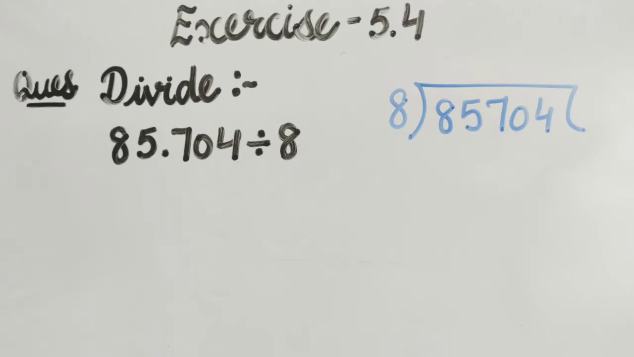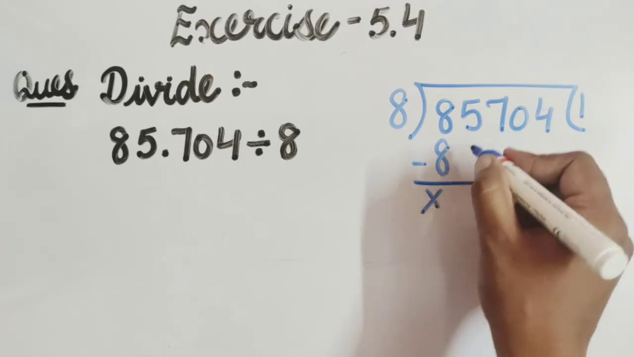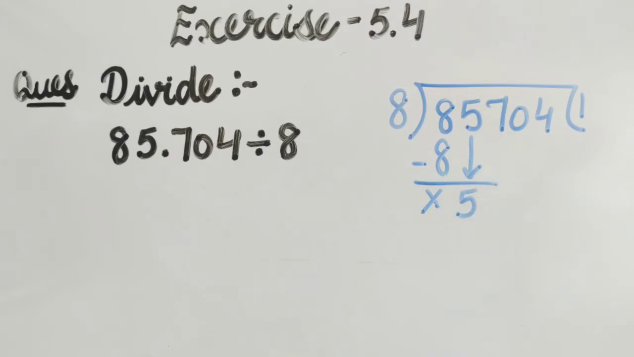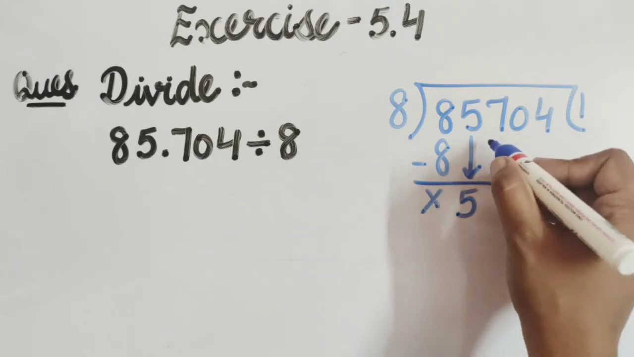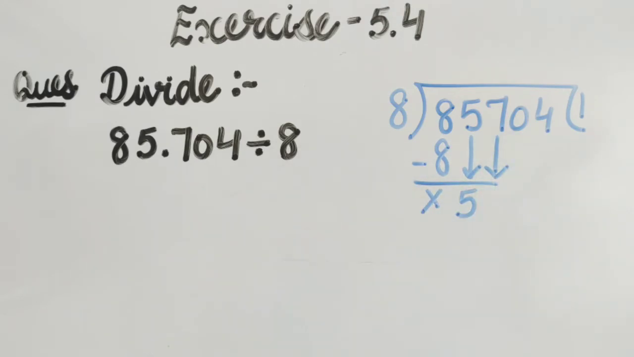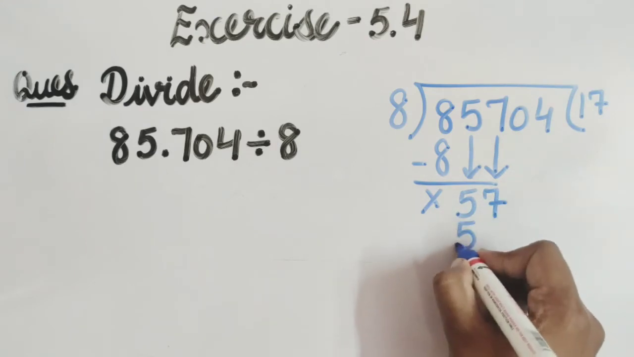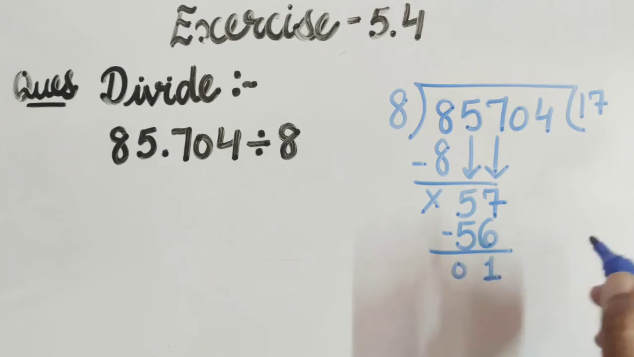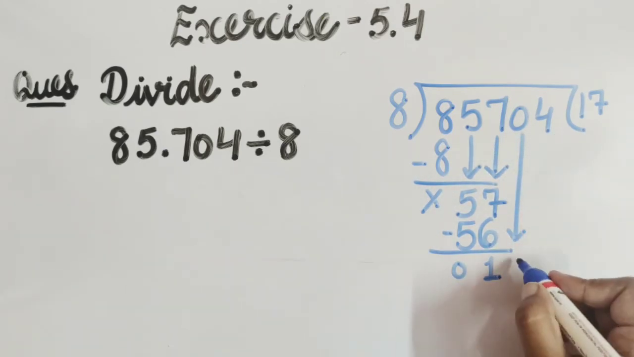So let's divide it. 8 ones are 8. We will carry down one digit, that is 5. Students, can 5 be divided by 8? No. So we will carry down one more digit, that is 7. Now 8 sevens are 56. Our remainder will be 1. Yes, we will carry down one more digit, that is 0.